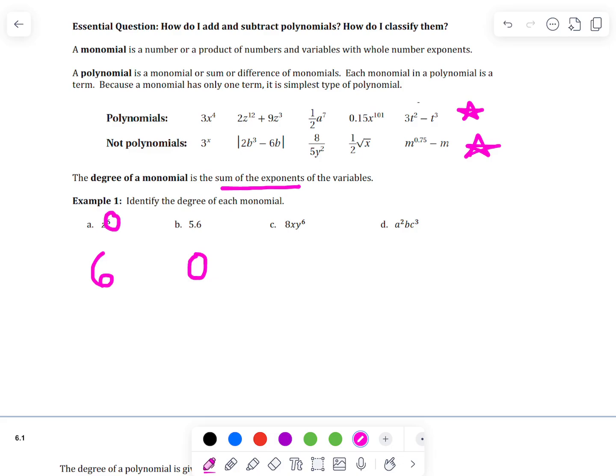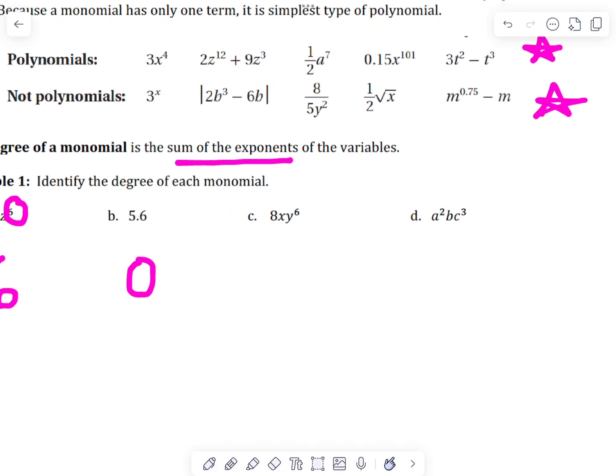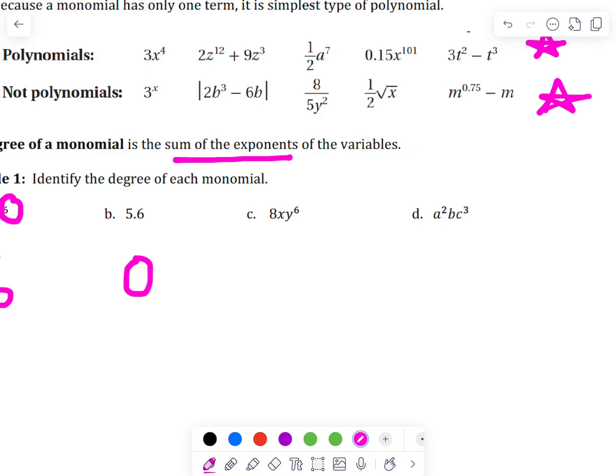Example C. It has two variables, a variable of x and a variable y. So what we do is we add those exponents. So 1 plus 6 is 7. So our degree is 7. Example D. Now we have three variables. So we add the exponents. So we have 2 plus 1 plus 3 is 6.